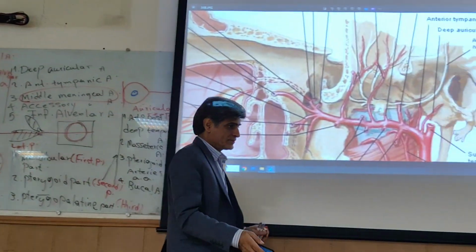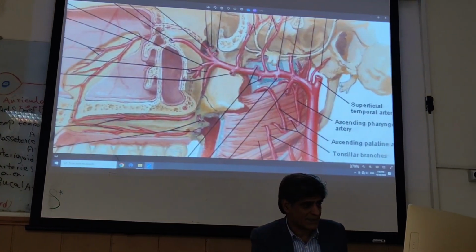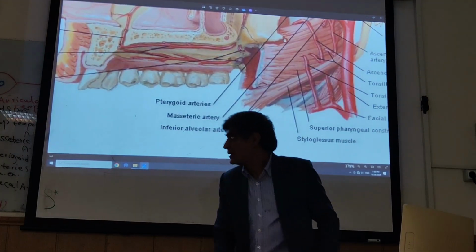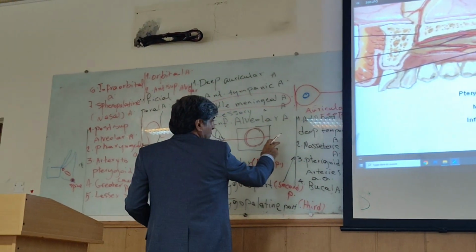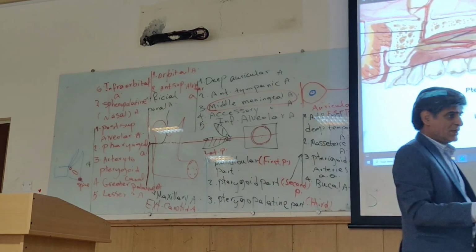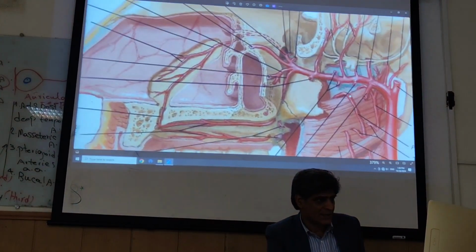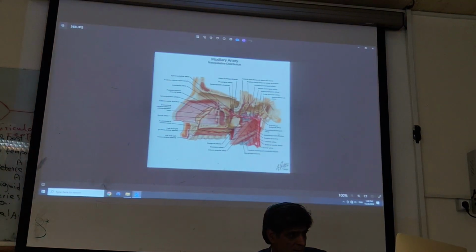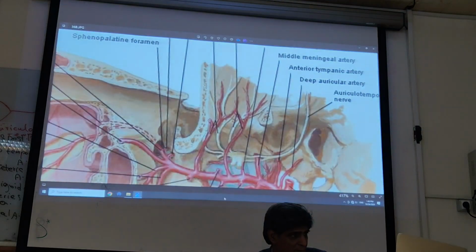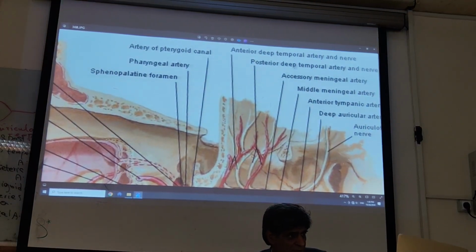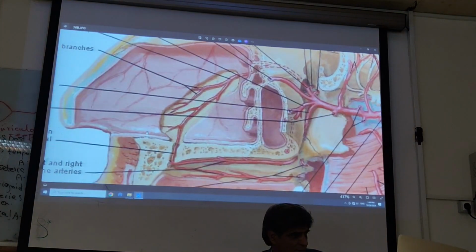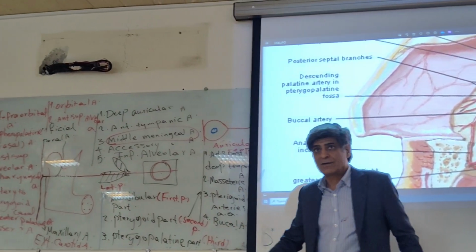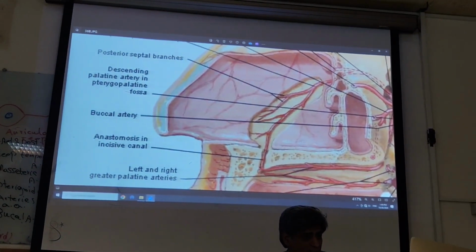And another branch. The second part contains pterygoid arteries, the masseteric artery, and the anterior and posterior deep temporal arteries, and the buccal artery.